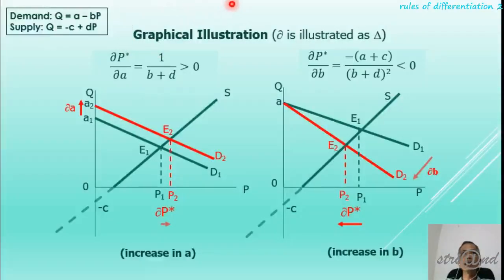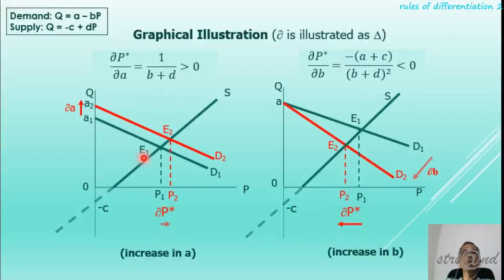Now let's see the graphical illustration of the partial derivatives. This is the partial derivative from the previous slide, the derivative of P star with respect to A. This is the derivative of P star with respect to B. This is the demand, this is the supply function. So this is the supply curve, this is the demand, and this is the initial equilibrium.